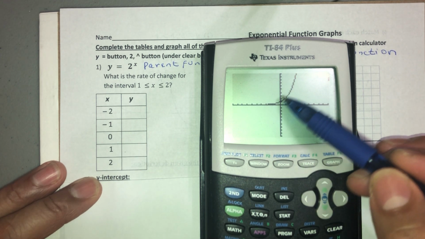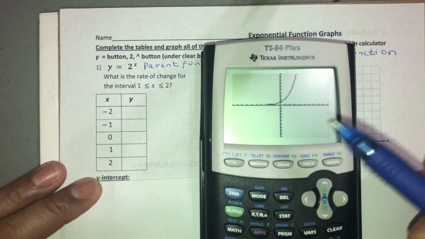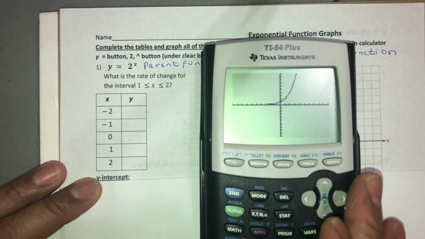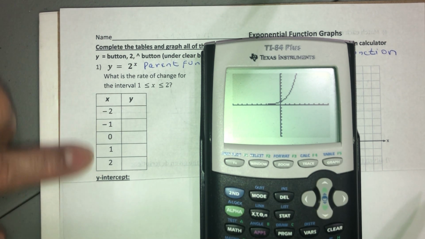That's the graph of the exponential function, and that will be the main function, the parent function. So something's going to happen when we add stuff. What I need is the table, so I'm going to go from -2 on the x-axis to +2.